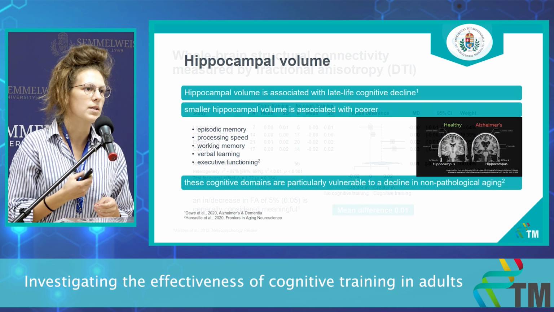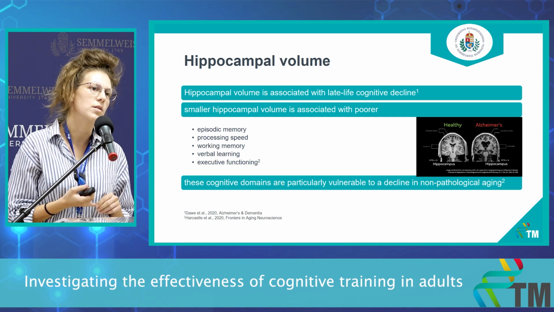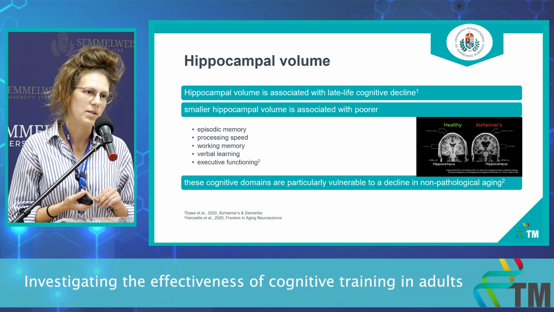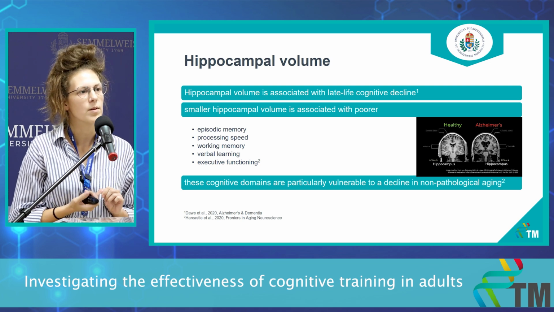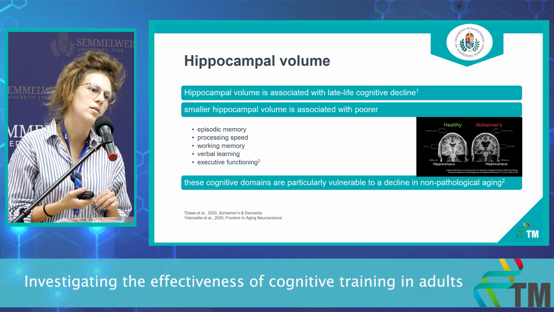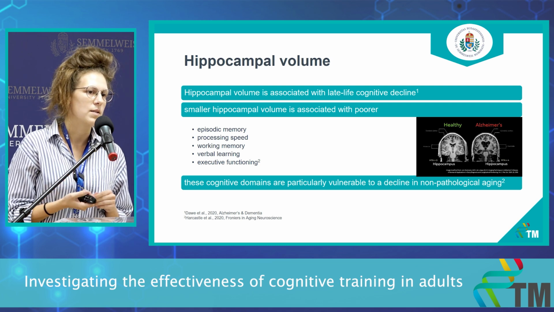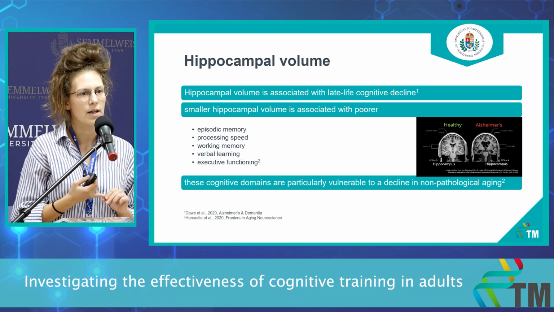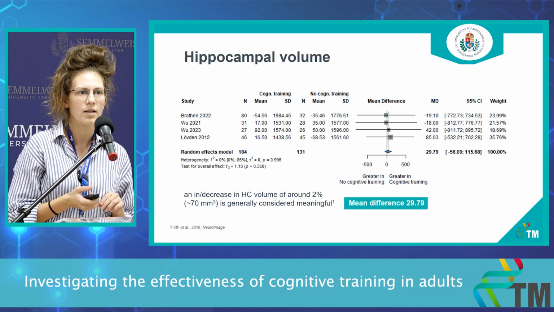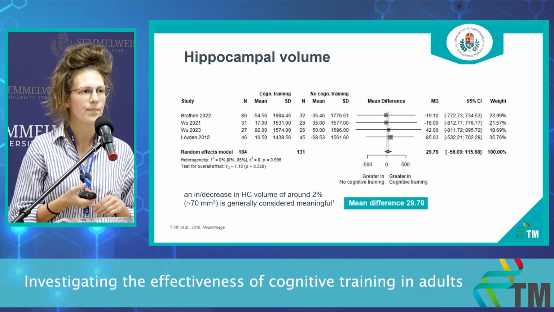The other outcome is hippocampal volume, which is associated with late life cognitive decline. A smaller hippocampal volume is associated with poorer episodic memory, processing speed, working memory, verbal learning, and overall executive functioning. These domains are particularly vulnerable to a decline in non-pathological aging. And here is the result of this outcome.